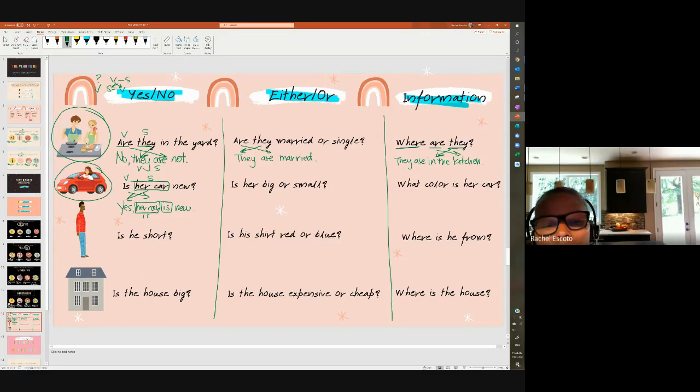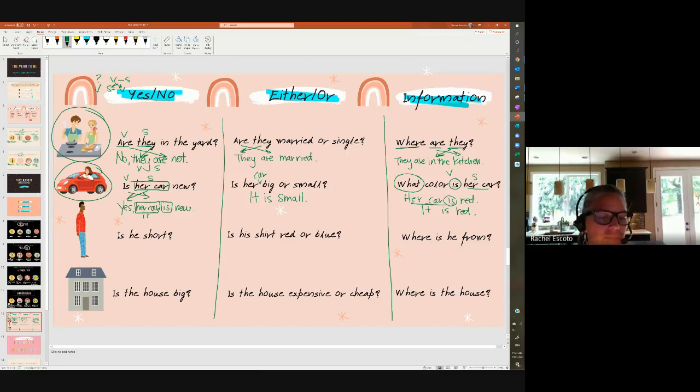This one says, is her car big or small? It is small. What color? This is an information question. What color is her car? Her car is red. We could also say it is red. Either one is okay. But again, remember, in a question, we have the verb first, then the subject. But in the answer, we have the subject first, then the verb.